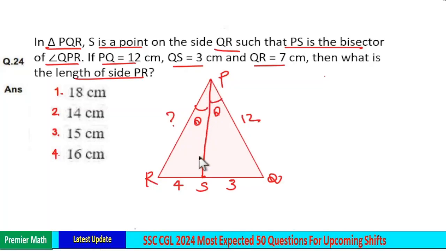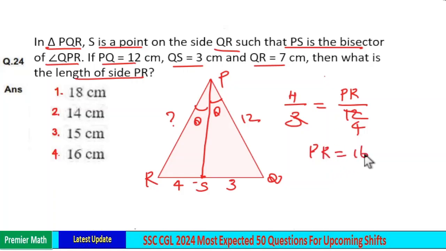Here this angle bisector divides the opposite side in a ratio which is equal to the ratio of the remaining sides. That is, the ratio of the divided opposite sides is 4 by 3, which is in the same ratio as PR by 12. That is, 4 by 3 is equal to PR by 12. Now 3 goes 4 times in 12, so PR is equal to 4 into 4, 16. Option 4 is your answer.